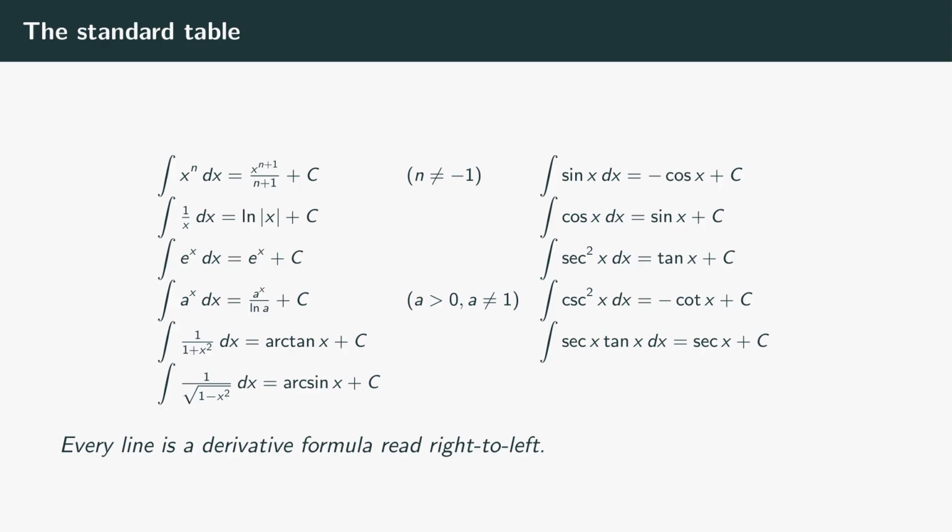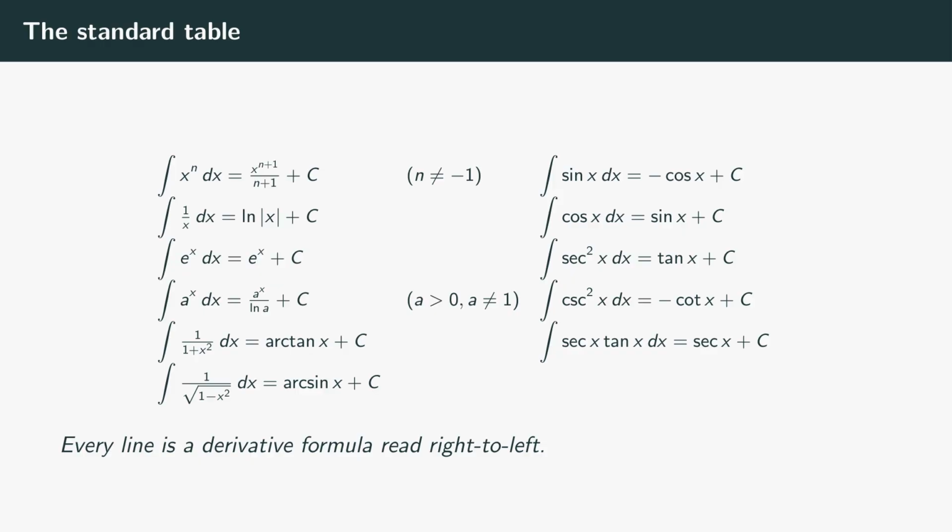Here's the table you should memorize. It's just every standard derivative formula run backwards. Power rule reversed gives the first row, then the 1 over x exception. Then the exponential, the derivative of e to the x is e to the x, so the antiderivative of e to the x is e to the x. That one is uniquely beautiful. E to the x is a fixed point of both differentiation and antidifferentiation.